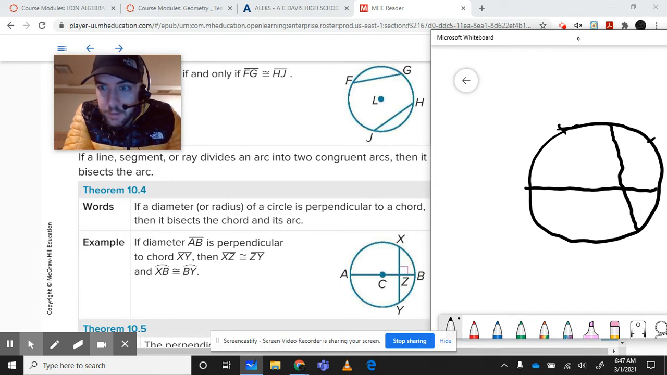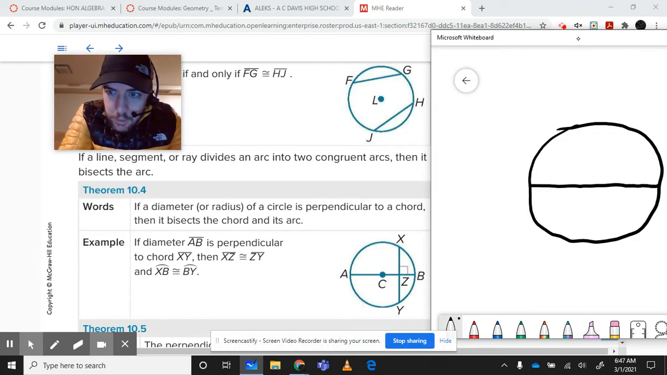Like, right, that's not 90 degrees. That's bigger than 90 degrees. Well, then this section and this section will not be congruent. You will not have bisected that minor arc. You will have simply cut it into two pieces that are not the same size.